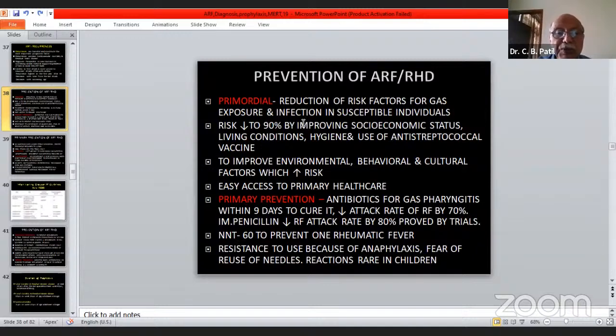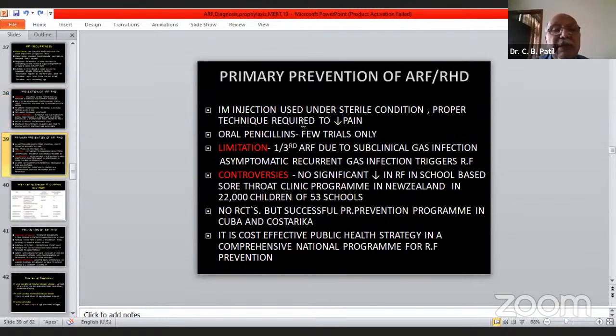There is resistance to its use because of anaphylaxis, injections, fear of reuse of needles, and reactions. Of course, anaphylaxis is very rare in children. So you need not worry, you must continue with the injectable benzathine penicillin. Intramuscular injection is used under sterile conditions, and proper technique is required to decrease the pain of the injection. For oral penicillins, there are hardly a few trials only, hence it is better to give injections.